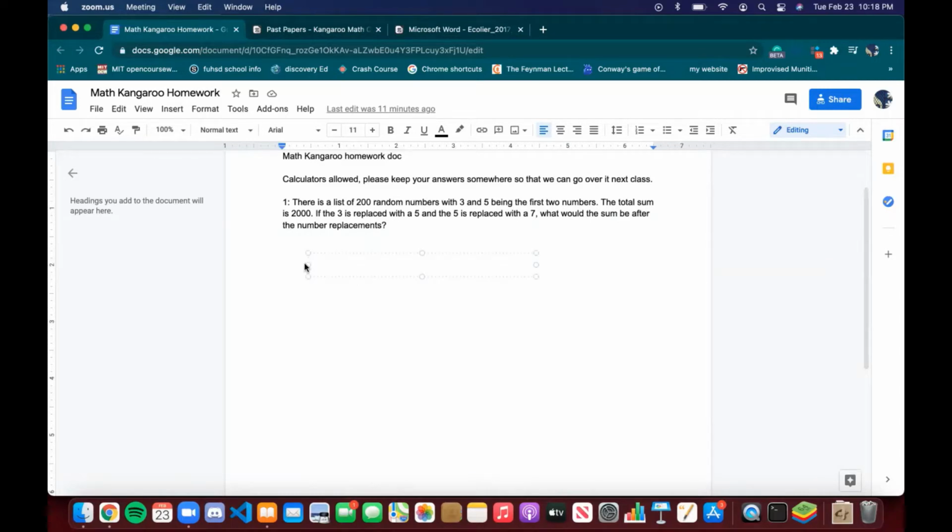So you have a list of 200 random numbers, and as I said in the last class, if you have a list set up and the question never specifies what the other numbers in the list have to be, you can assume they can be anything. So you can fill them in with zeros or random numbers as long as they satisfy what the problem is looking for. So you have a list of 200 random numbers with 3 and 5 being the first, so we can have 3, 5, and then 1992, and then the rest are all 0. That's a possible list, so we'll just stick with that list. If the 3 is replaced with 5 and the 5 is replaced with 7, you have 5, 7, 1992, and then 197 zeros.